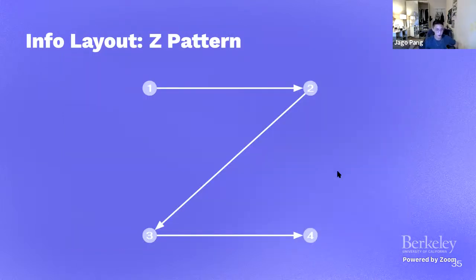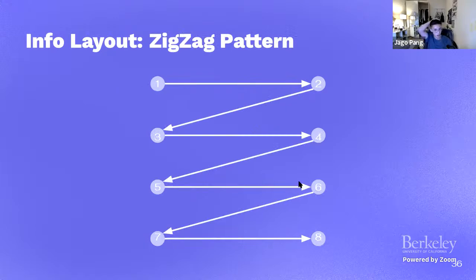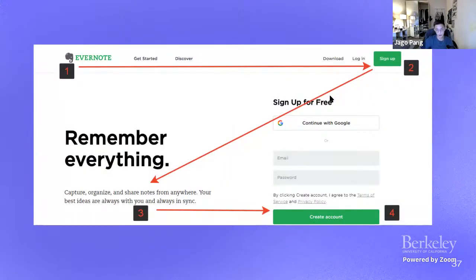Using the Gutenberg diagram, you can follow different patterns. This is the Z pattern. You place your objects in the order 1, 2, 3, 4, and in 1 and 4 you put the more important objects. Or you can do a zigzag pattern, with multiple zigzags, which is more common in text-based assets. For example, here, similar to Facebook, it uses the Z pattern where you put the logo, the create account, the text and the sign up in those four locations.